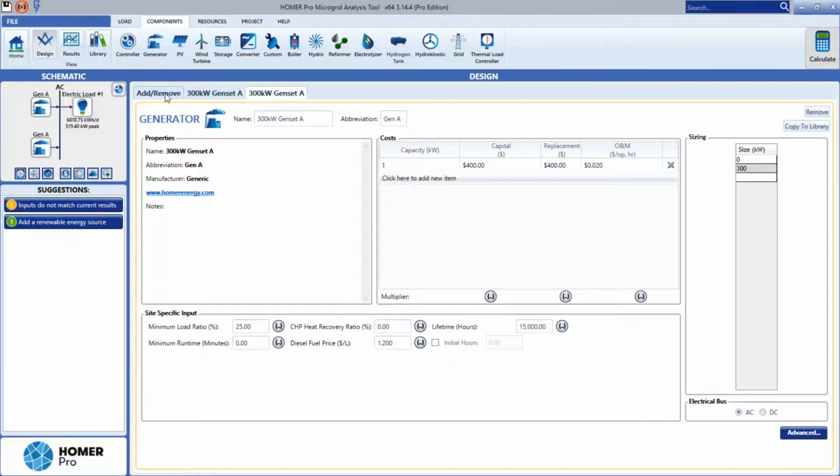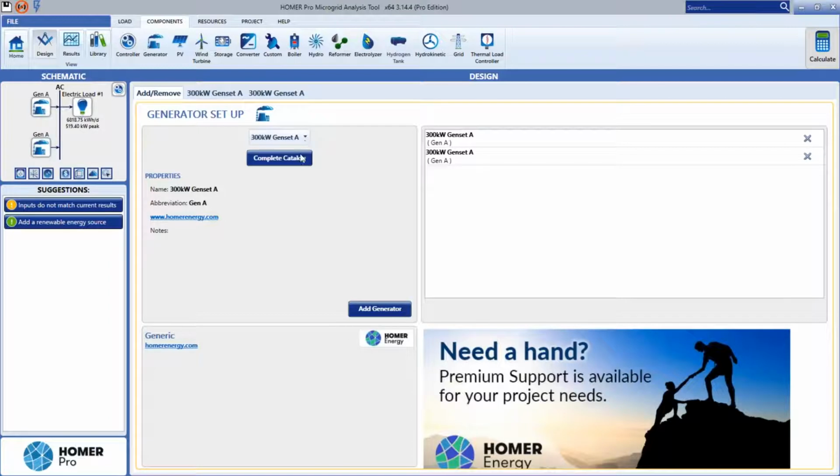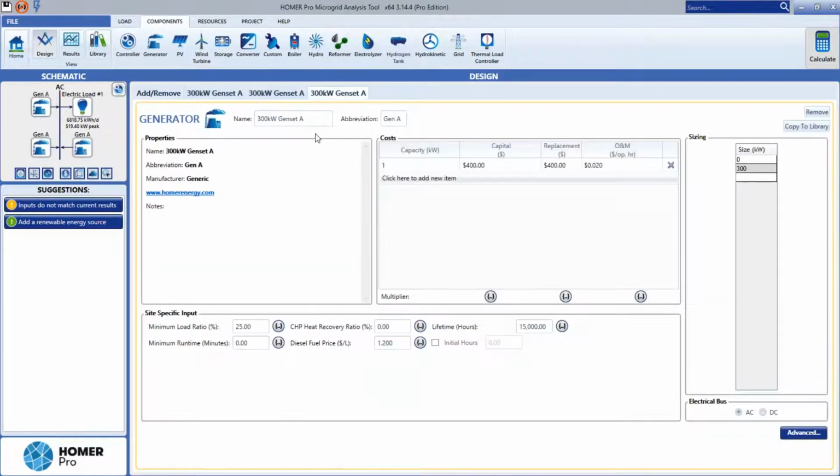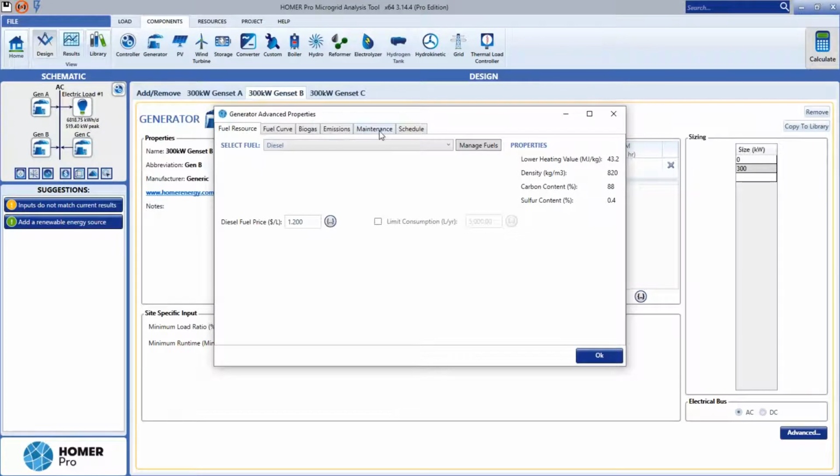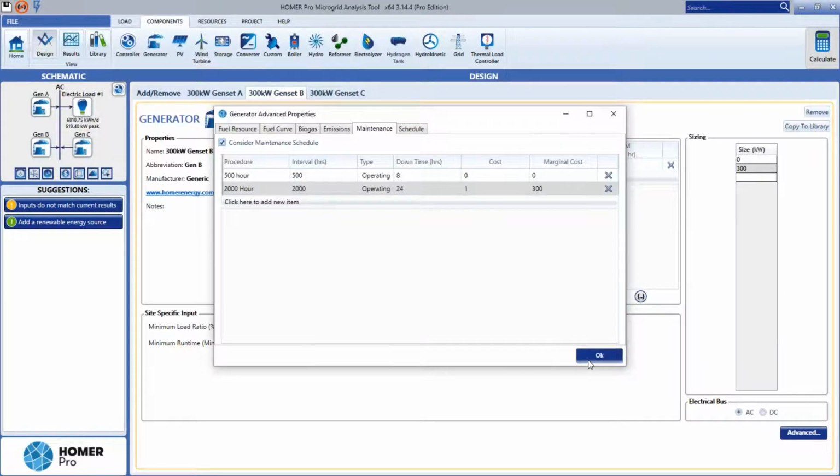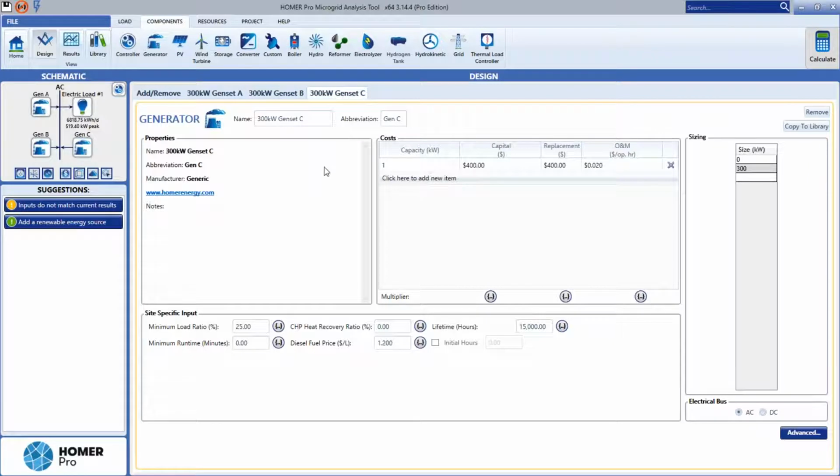and another genset A, but we'll rename that as B and C. So this will be genset B, so that there will be similar gensets, and this will be genset C. Okay, so all of them have those maintenance schedules already, as we have put that in the library, and this will be similar gensets with similar maintenance requirement.